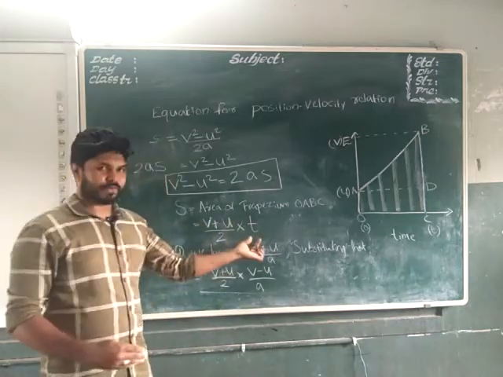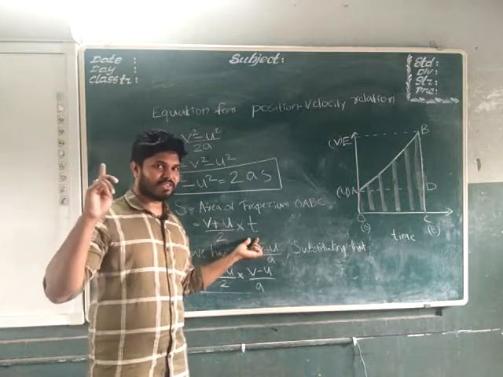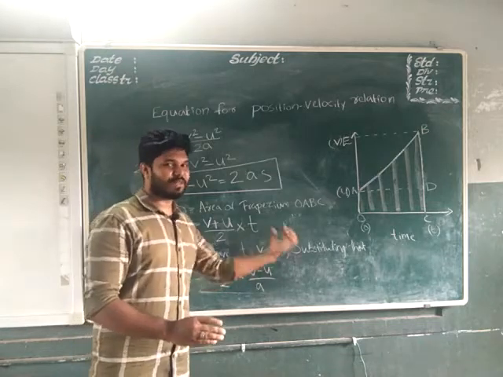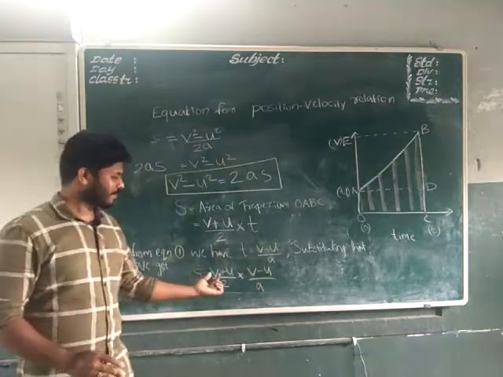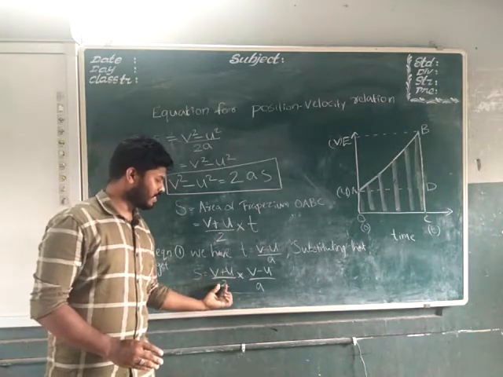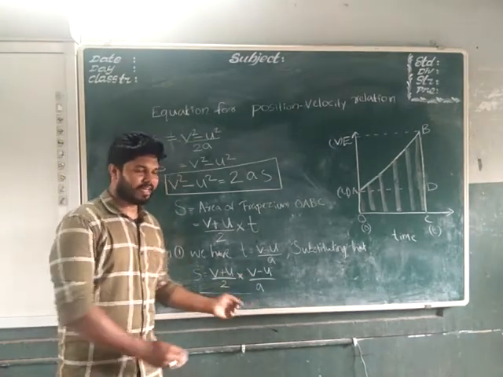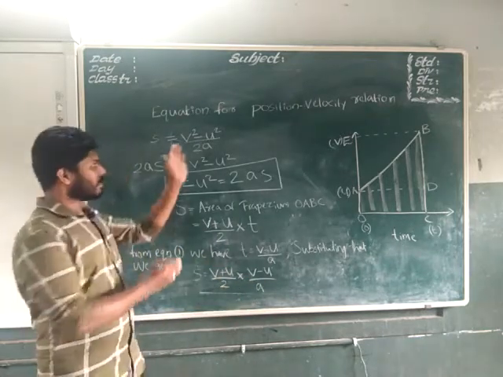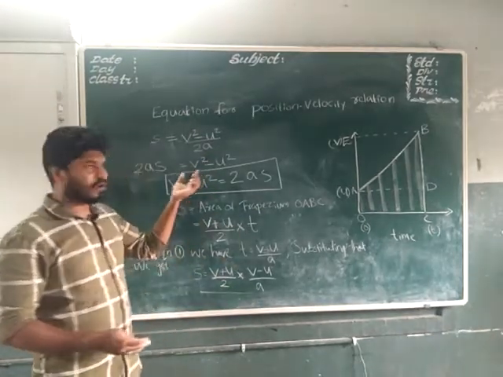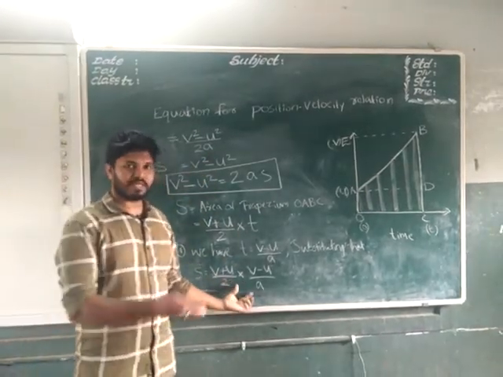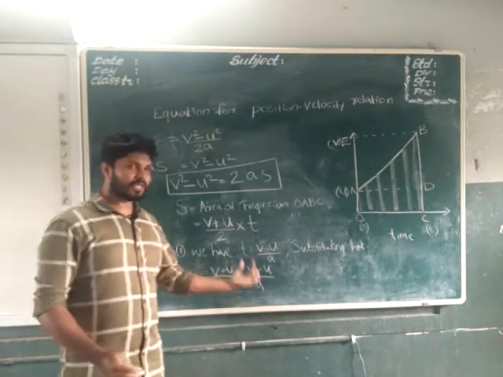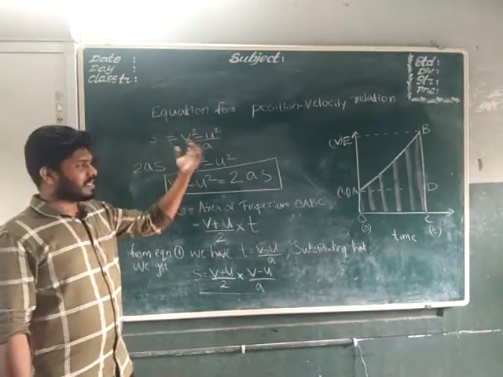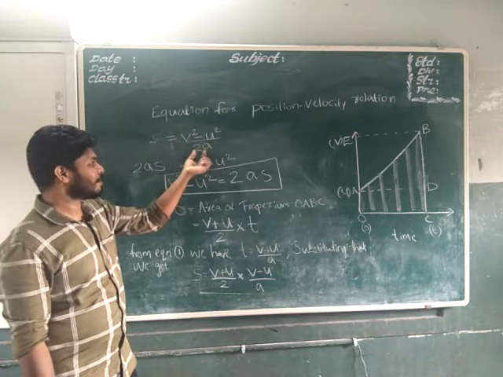Now for t we find a value from the first equation, v equal to u plus at. From that equation we found that t equal to (v minus u) by a, so s equal to (v plus u) divided by 2 into (v minus u) by a. Multiplying those, we got (v plus u) into (v minus u), that is v square minus u square divided by 2a. I think you already studied this identity: (a plus b) into (a minus b) equal to a square minus b square. So here we got v square minus u square divided by 2a.